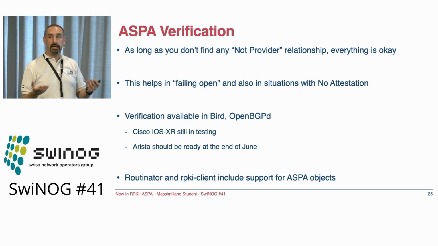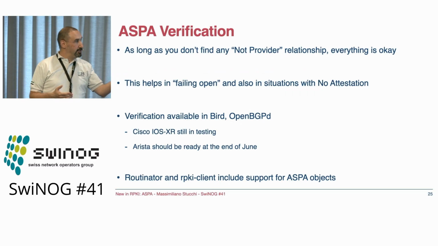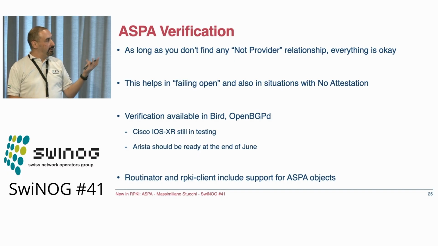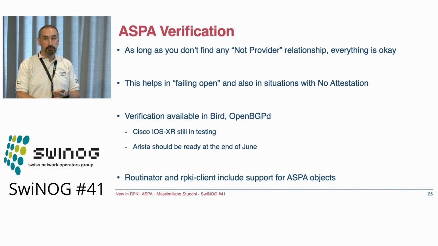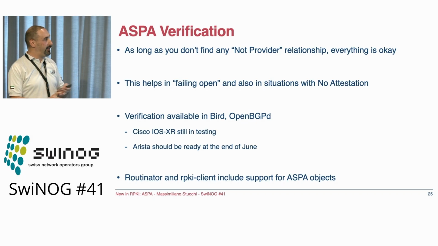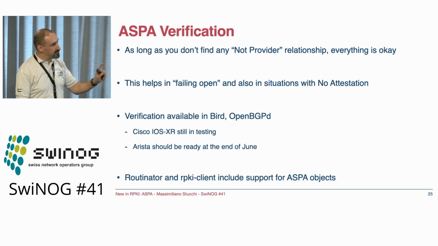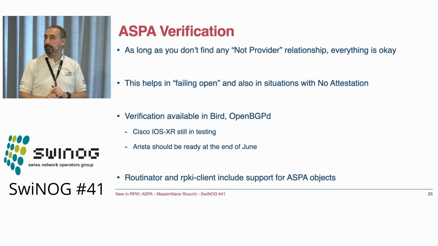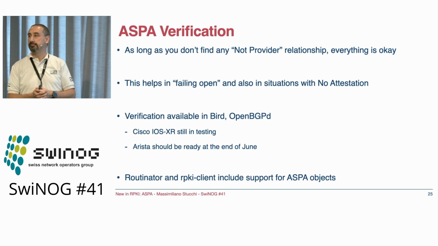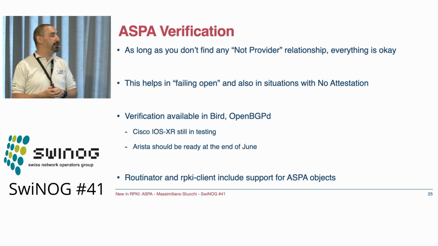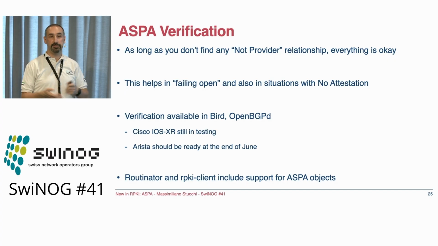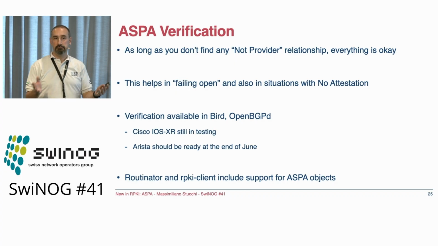So for now, when can you do validation? You can do it in BIRD, OpenBGPD. You can do it in Cisco IOS XR, which is still in testing, and actually Switch is testing it for Cisco. And then I was told literally 30 minutes ago that Arista should be ready at the end of June. Nokia is on the roadmap, and Nokia has it until the end of the year. Other vendors should have it already in their roadmaps. Routinator and RPKI client include support for ASPA already.